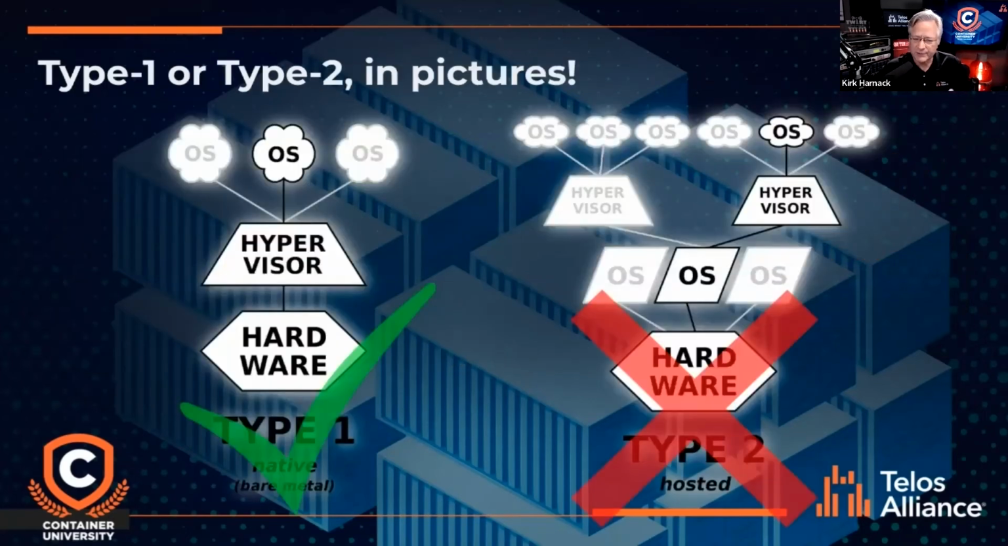Now, earlier I spoke of a Type 1 and a Type 2 hypervisor. Just to give you another visual look at what that means, a Type 1 hypervisor is where you have the hardware, and then you have the hypervisor running on that, like VMware, and then you have your operating systems on top of that. One of them could be Linux, which is then running Docker and the containers.